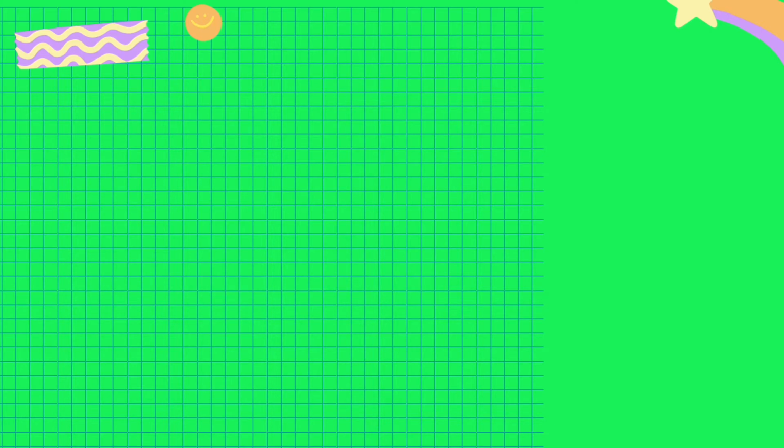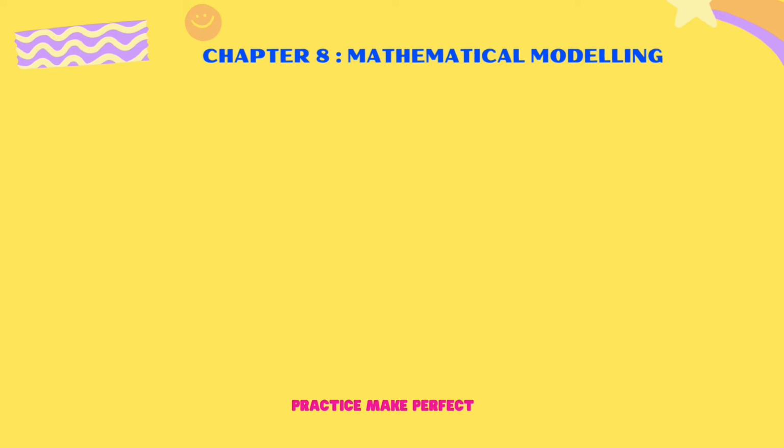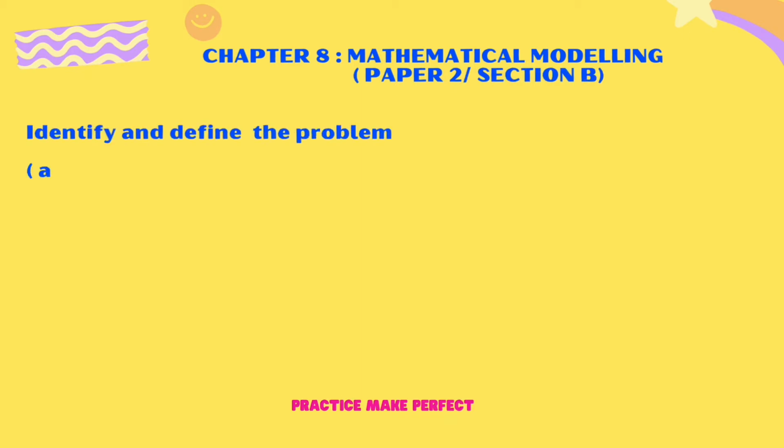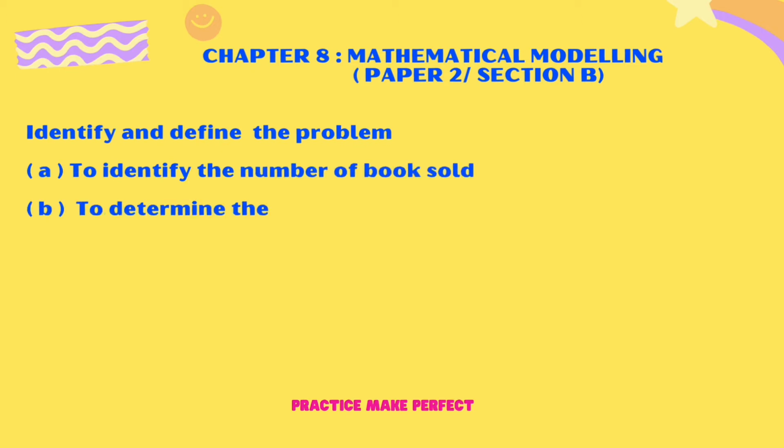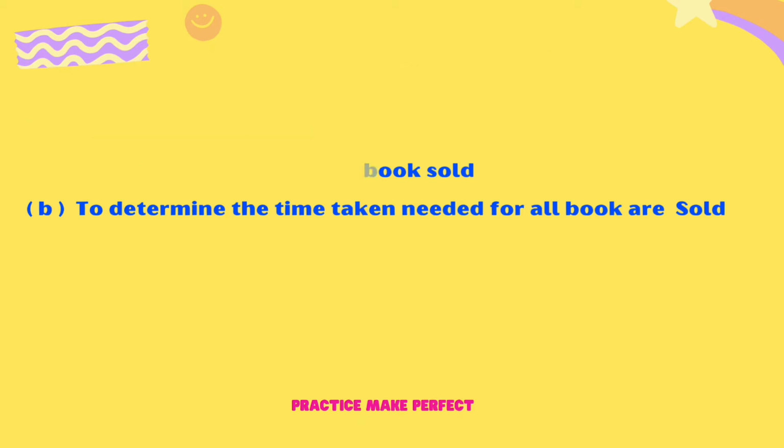So basically, we will start with step 1. Step 1 for mathematical modeling is to identify and define the problem: to identify the number of books sold and to determine the time needed for all books to be sold. So we have identified two important problems and we have defined the problem.